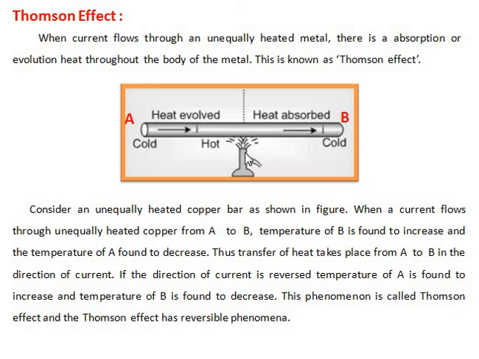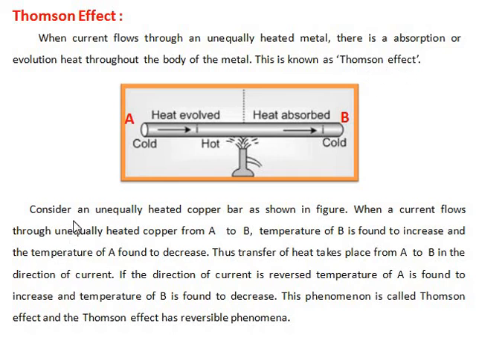Clear? So when the current is passed through this copper bar from the A end to the B end in this direction, then the temperature of the B end is found to increase and the temperature of the A end is found to decrease. In the sense, heat is evolved at the A end and heat is absorbed at the B end. So this effect is known as the Thomson effect, dear students.